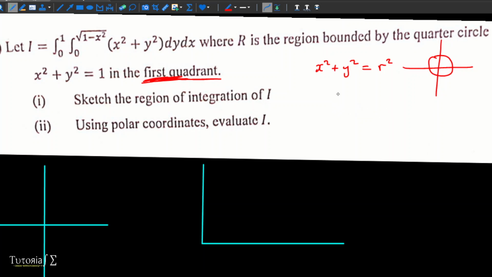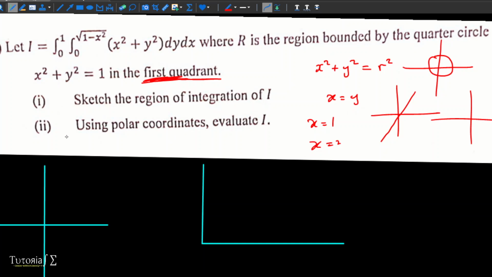Then a straight line, for instance x equals y, will look something like that. We have x equals 1, x equals 2 and so on. These are all straight lines. But in this case, we've been told that we're looking at a quarter of a circle.